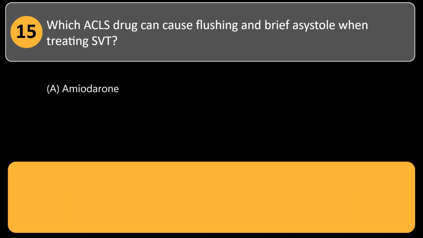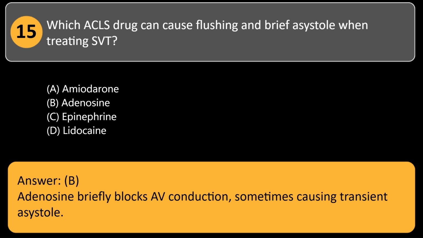Which ACLS drug can cause flushing and brief asystole when treating SVT? A. Amiodarone. B. Adenosine. C. Epinephrine. D. Lidocaine. Answer: B. Adenosine briefly blocks AV conduction, sometimes causing transient asystole.